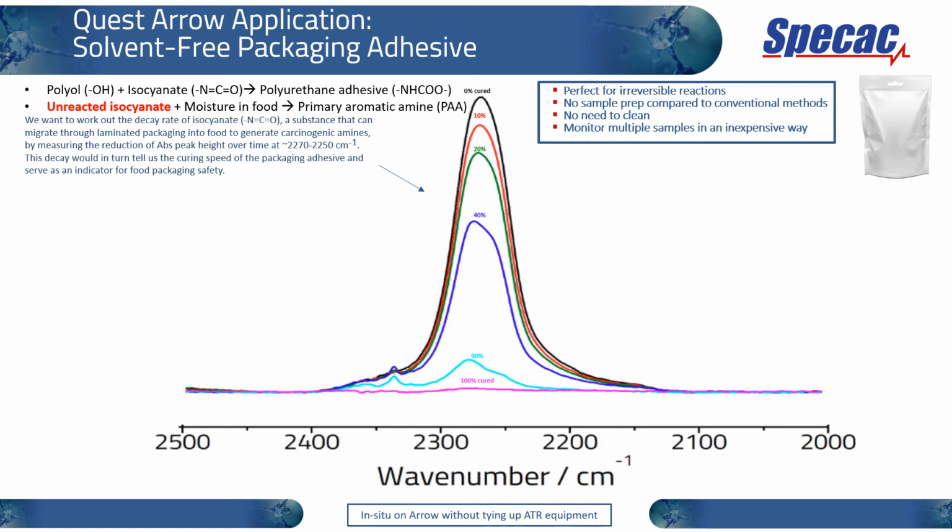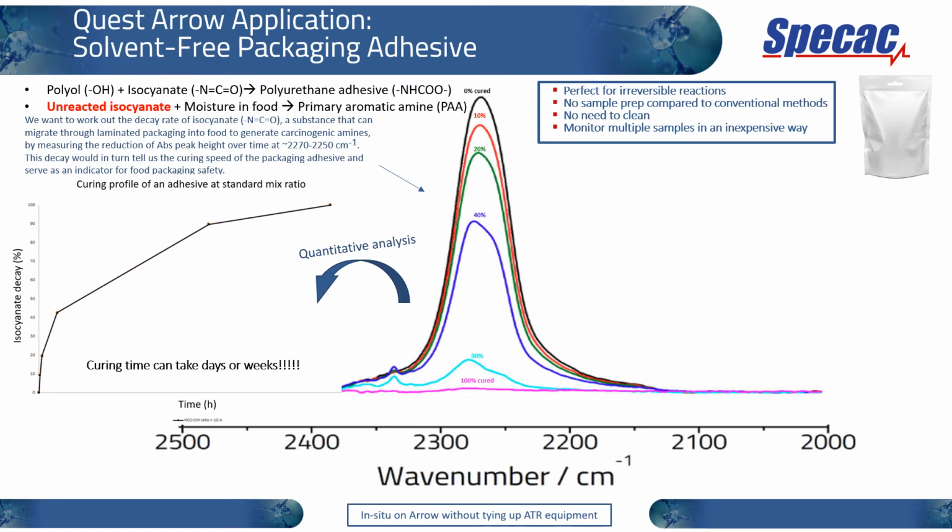But we have to ensure that the glue or the adhesive is cured properly, as you can see in the reaction scheme, where if it isn't, the isocyanate reactant could potentially migrate into the food product and react with the moisture in the food and beverage product to give an aromatic amine, which is deemed to be carcinogenic. So in this particular application, again, we're looking at using the Arrow to monitor the decay rates of the isocyanates.